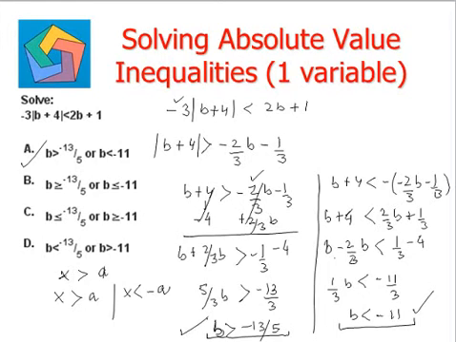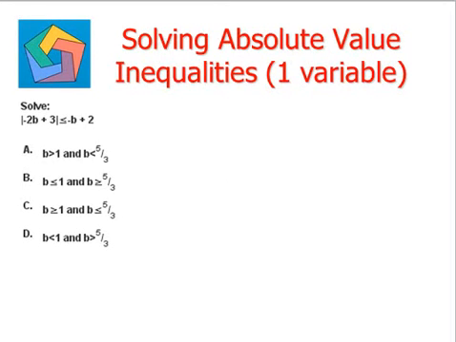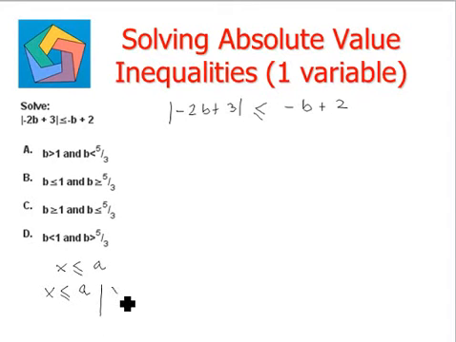Moving on to the next question. Solve |negative 2b plus 3| less than or equal to negative b plus 2. So here we have the option of |x| less than or equal to a. So the two options are x less than or equal to a, while x greater than or equal to negative a. So the first equation is simple. This will remain as it is.